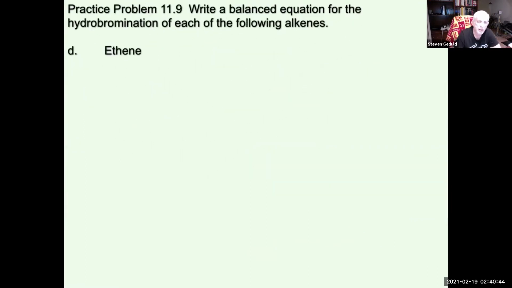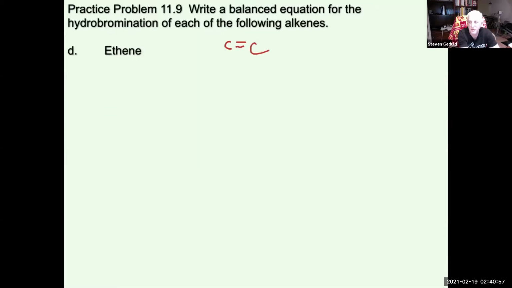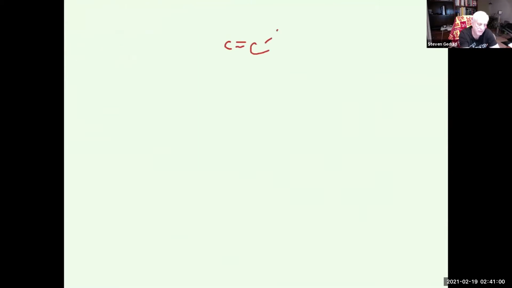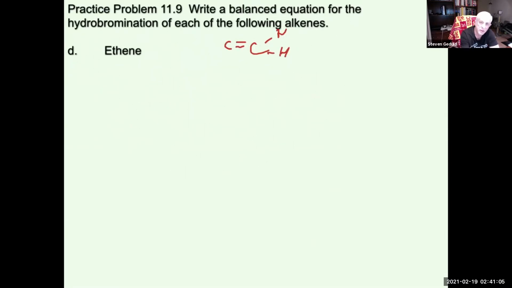All right, perfect. Ethene. Ethene is how many carbons? 2. 2 carbons. So the double bond has to be between the 2 carbons. Can't go anywhere else. That's all you got. Oops, what happened to my screen? I think I hit something. CH, CH, CH, CH. Okay. So there's no way, it's still the hydrobromination. So we're going to attack this carbon and this carbon with an H and a Br.